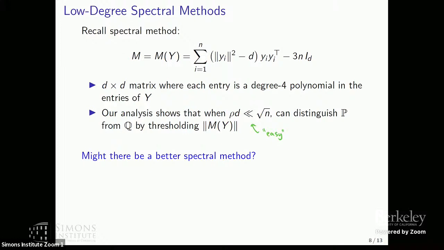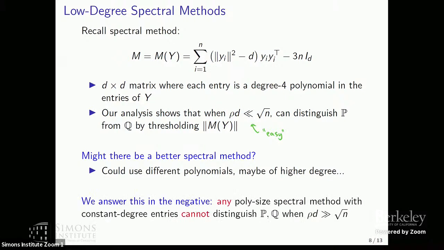And so we might wonder maybe there is a better spectral method. Why did I pick this particular polynomial? I could pick different polynomials, maybe of degree 6 or 8 or something higher. But we in some sense show that this won't help you, at least for this sparse Rademacher distribution on the vector, that actually any polynomial-sized spectral method with constant degree, whose entries are constant degree polynomials, is not going to succeed in this conjectured hard regime.